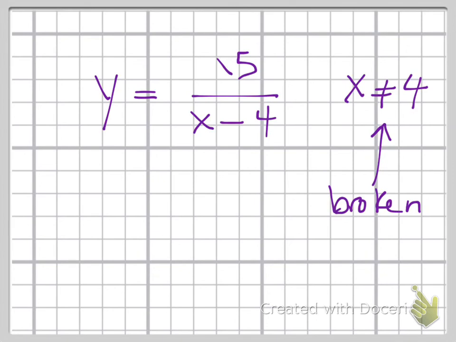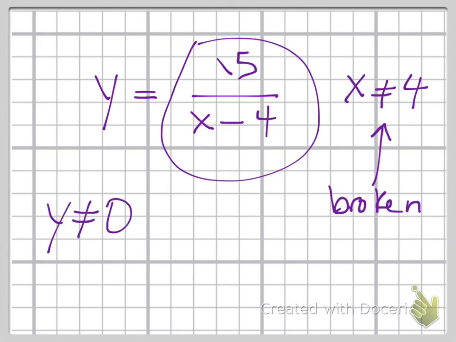It's also broken because y can't be 0. This expression over here can never take on a value of 0. 15 divided by something can never be 0. So y is not equal to 0. That's broken there also. Y equals 0 is the x-axis. If you don't believe me, go into your graphing calculator and put in y equals 0. It's just going to graph the x-axis. So it's broken there, which means it's never going to intersect that line also.